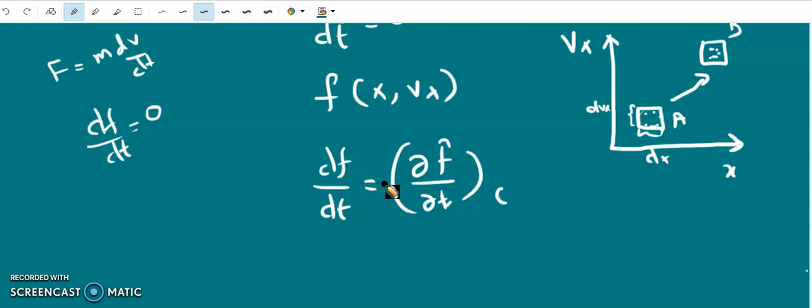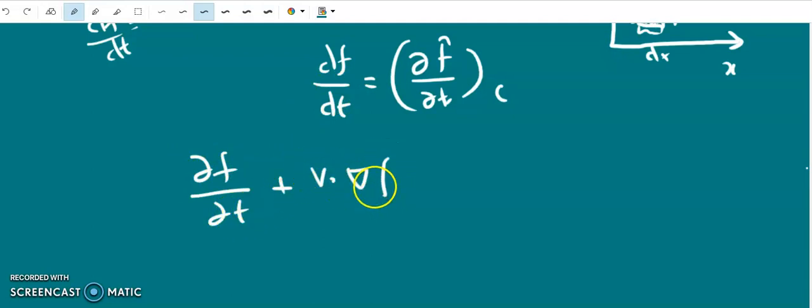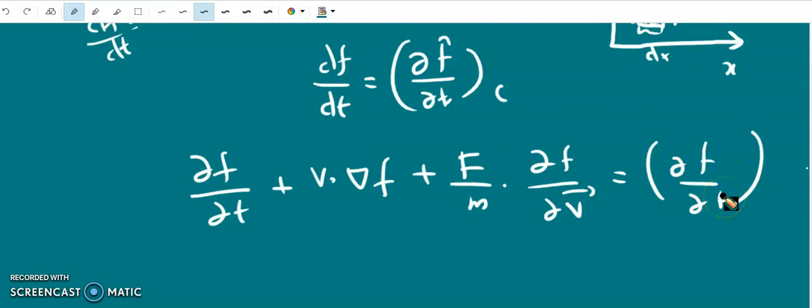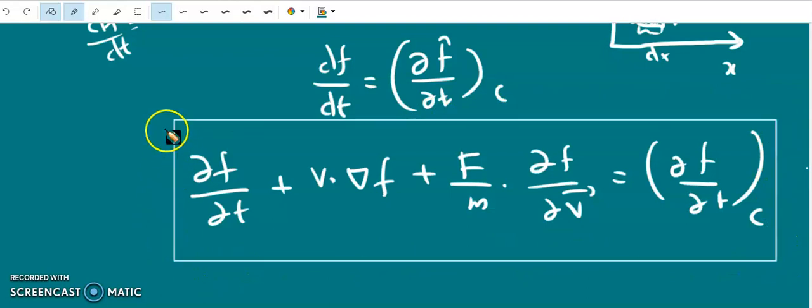So this equation is called the Boltzmann equation. We know the value of df/dt, that is ∂f/∂t plus v dot gradient of f plus F/m dot ∂f/∂v vector equal to ∂f/∂t due to collisions. This equation is called the Boltzmann equation. It's an important equation in plasma physics.